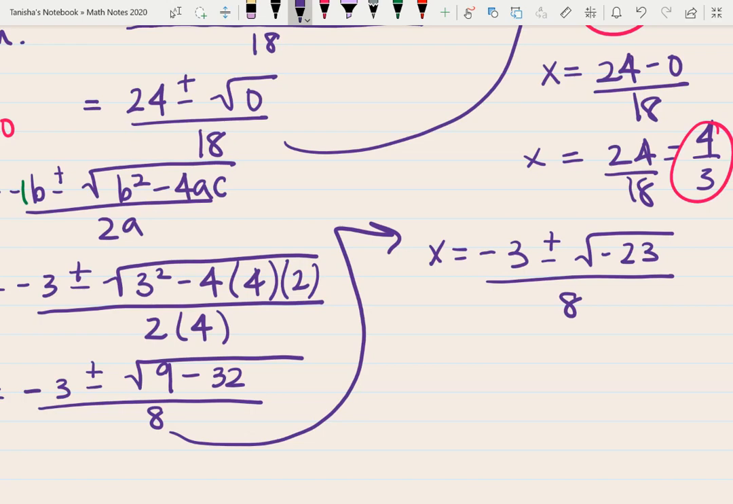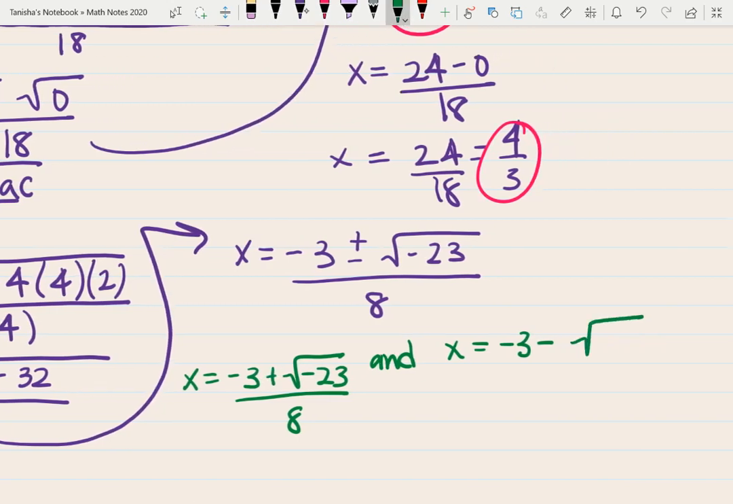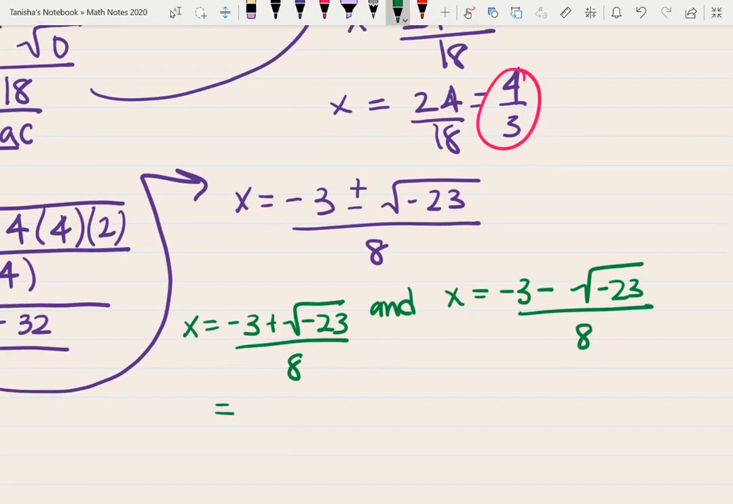Okay, so our two solutions are going to be either x equals -3 plus or minus the square root of -23 over 8, and x equals -3 minus, oops, I put plus or minus here. So this is going to be the plus one, minus the square root of -23 over 8. Okay, so how do we evaluate for each of these solutions?